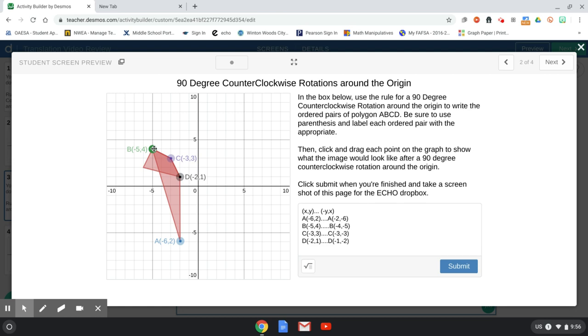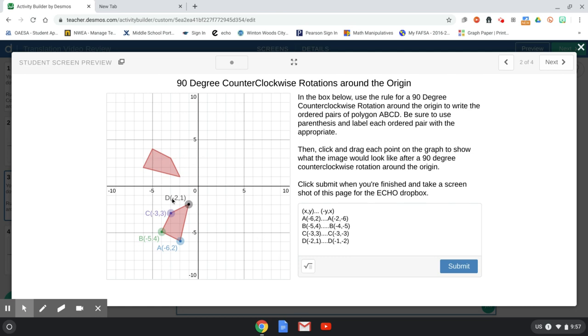Point B, we're going to move to (-4, -5). So grab point B, come back to the 0, go backwards 4, and then go down 5. Point C is at (-3, -3). So grab C, go to the 0, go back 3, and down 3. And then point D is at (-1, -2). So come back to 0, go back 1, and down 2.